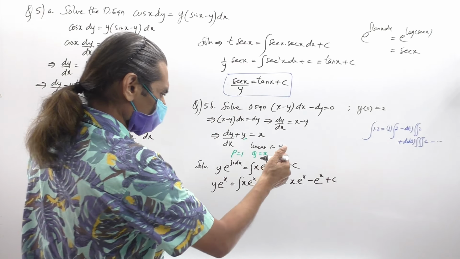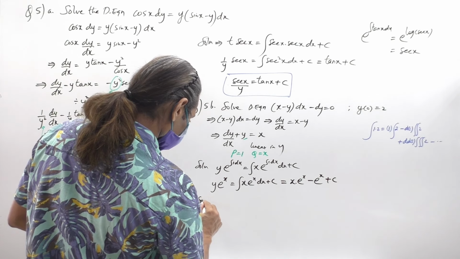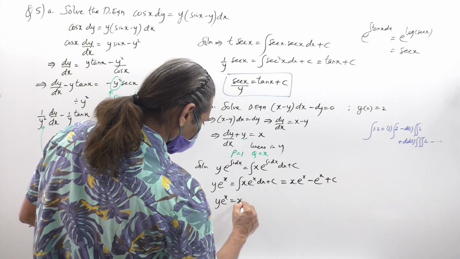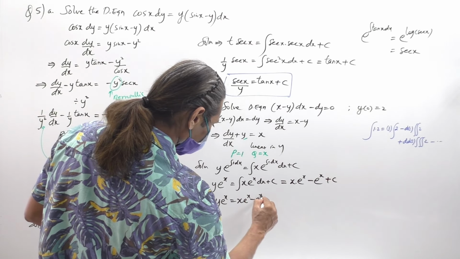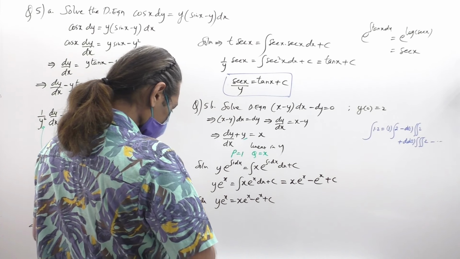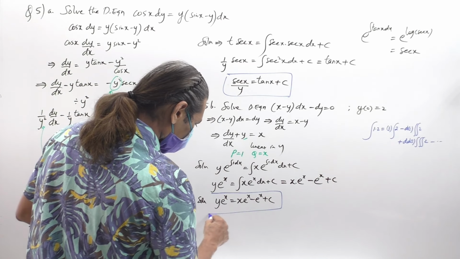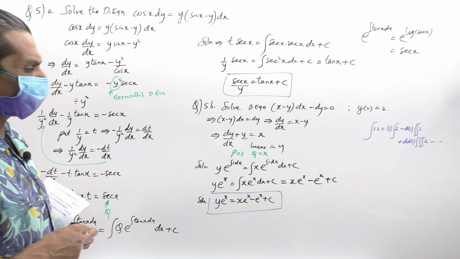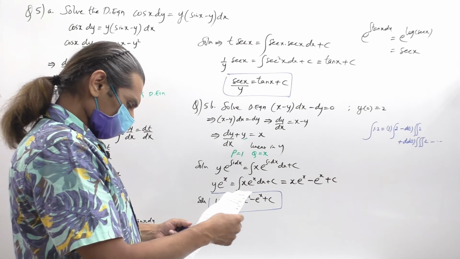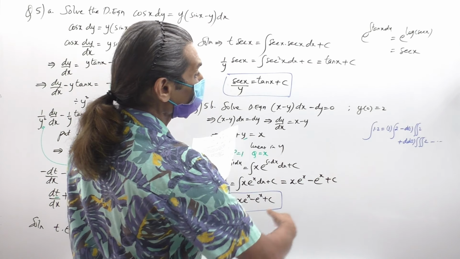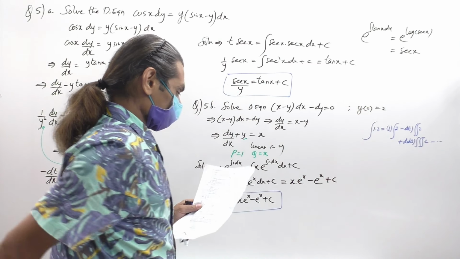Okay. So therefore the solution is y e raised to x equals x e raised to x minus e raised to x plus c. This is what we have here. Okay. But now this is a solution for the differential equation. But see, the condition given here is what? The condition is y of 0 is equal to 2.